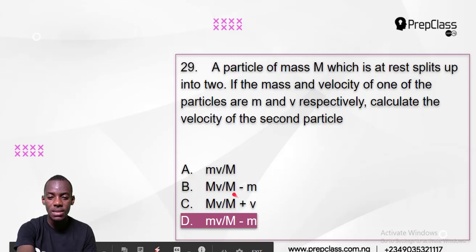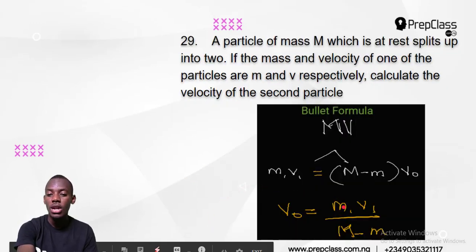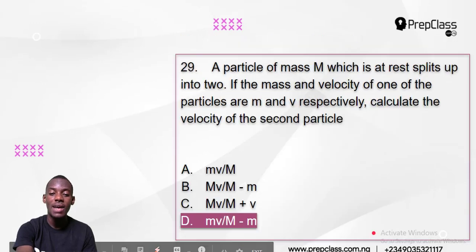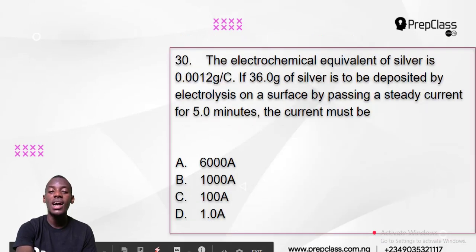It looks like option B, but option B is capital M, while option D is supposed to be the smaller m, the lowercase m, and v over the uppercase M minus the lowercase m, and that's the answer for number 29. And let's check out number 30 now.